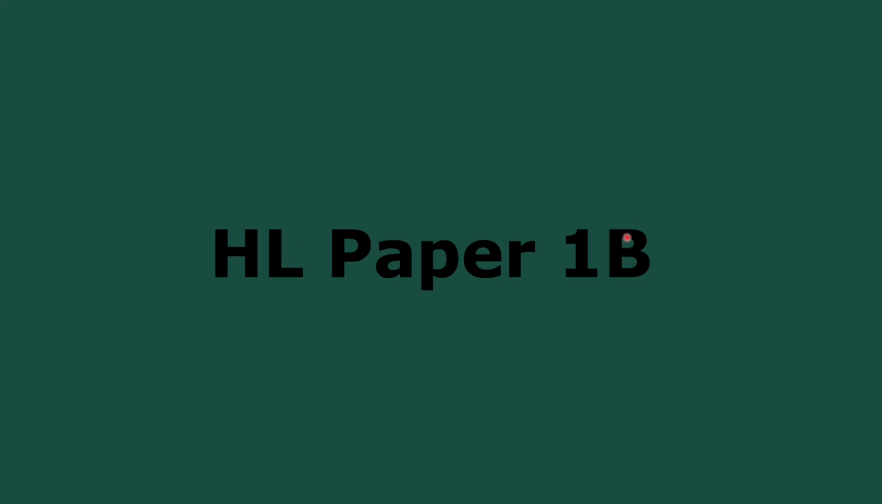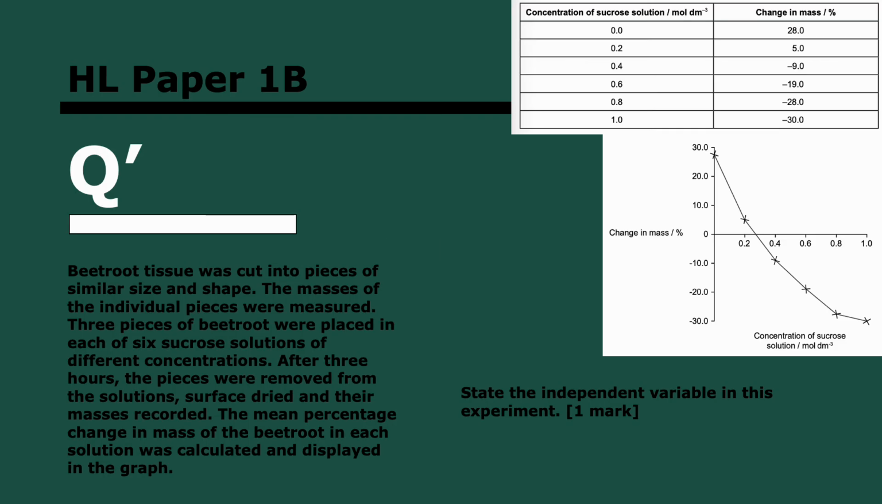Amazing. So that's the end of paper 1A. And now we're moving on to paper 1B. Okay, so this one's really long. Beetroot tissue was cut into pieces of similar size and shape. The masses of the individual pieces were measured. 3 pieces of beetroot were placed in each of the 6 sucrose solutions of different concentrations. You can see the concentrations here. After 3 hours, the pieces were removed from the solutions, surface dried, and their masses recorded. The mean percentage change in mass of the beetroot in each solution was calculated and displayed in the graph, which you can see over here.